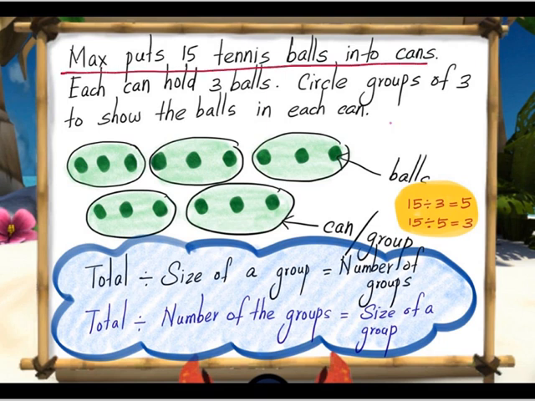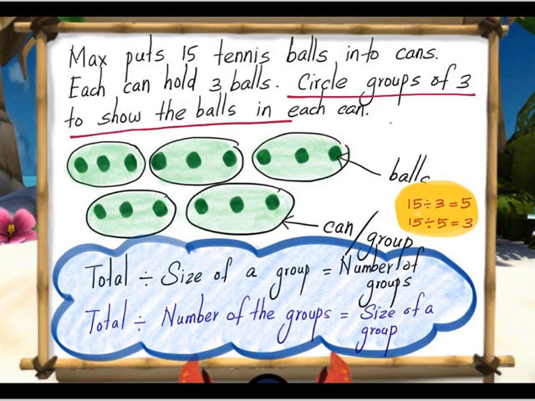Max puts 15 tennis balls into cans. Each can holds 3 balls. Circle groups of 3 to show the balls in each can. In this problem, 15 is the total number of tennis balls, or 15 is the dividend. It says each can holds 3 balls. That means the size of each group is 3.